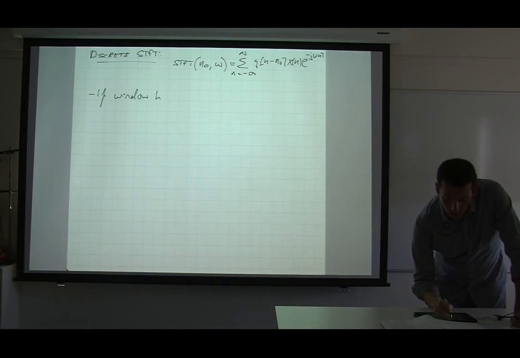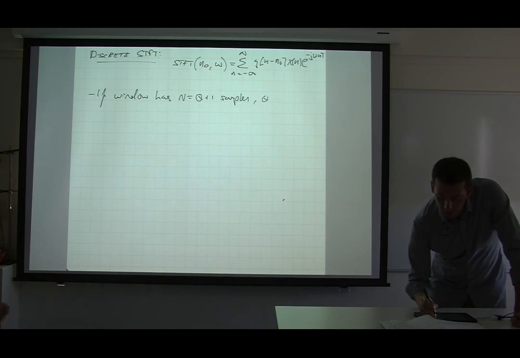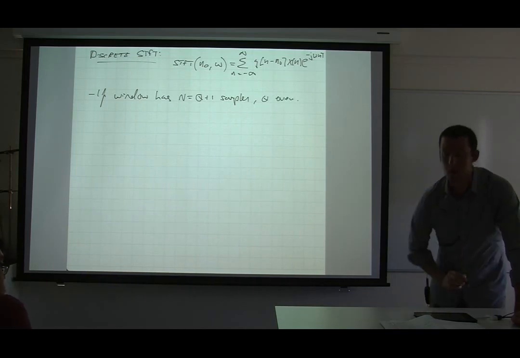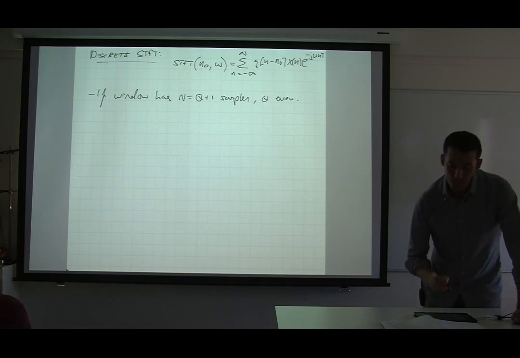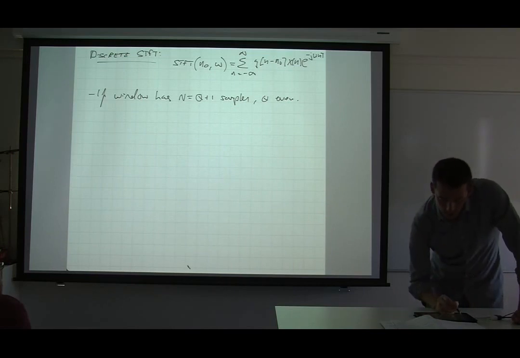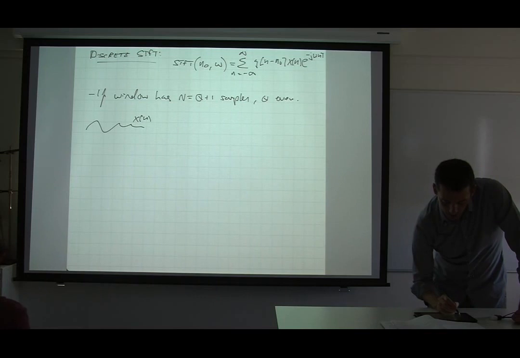If the window has, let's say, N equal to Q plus 1 samples, and let's also say that Q is even. The reason I want it to be even is so I can divide it by 2. So what am I saying? We had some waveform, that was my X of N. And I'm going to center upon this waveform some window function.